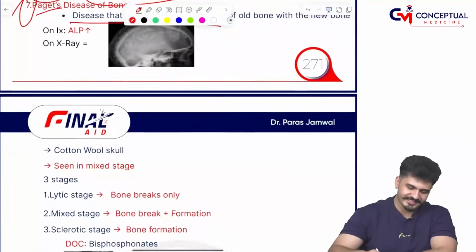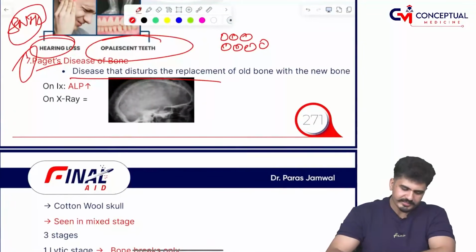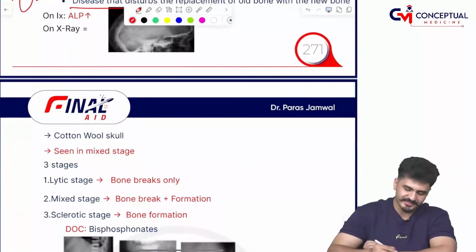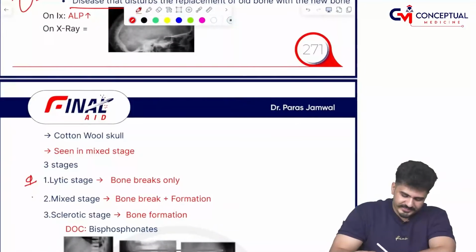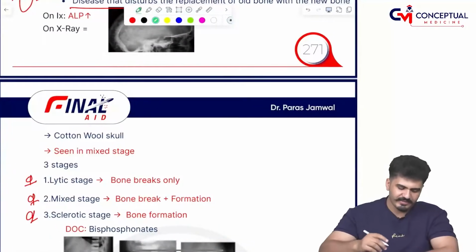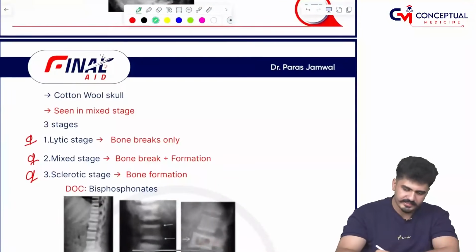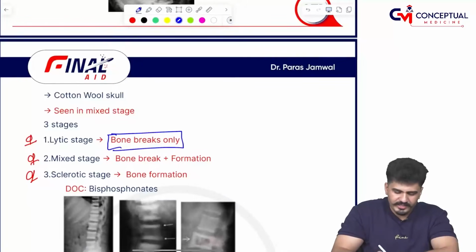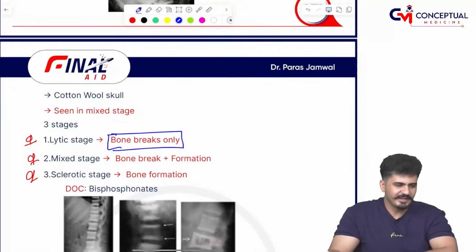Now, let's talk about the appearance. There are three stages of Paget's disease. What are the three stages, my dear friends? Lytic stage, mixed stage, and sclerotic stage. Number one is the lytic stage, where only bone is breaking down.